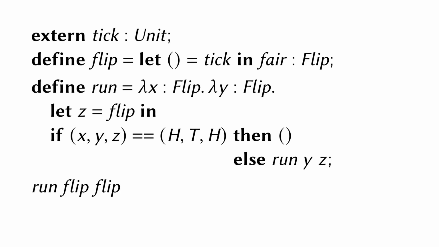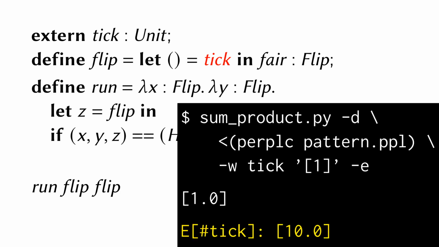To analyze this problem, we can write a recursive program that keeps flipping a fair coin until the pattern appears. Every time flip is called, it calls this other thing named tick, and we can compute the exact expected number of times that tick gets called. Internally, this counting feature is implemented by again using automatic differentiation.